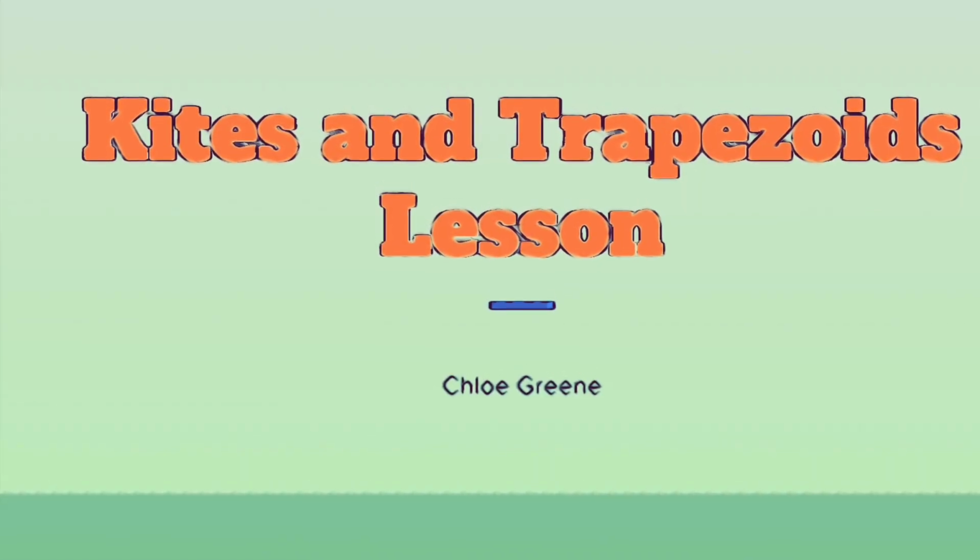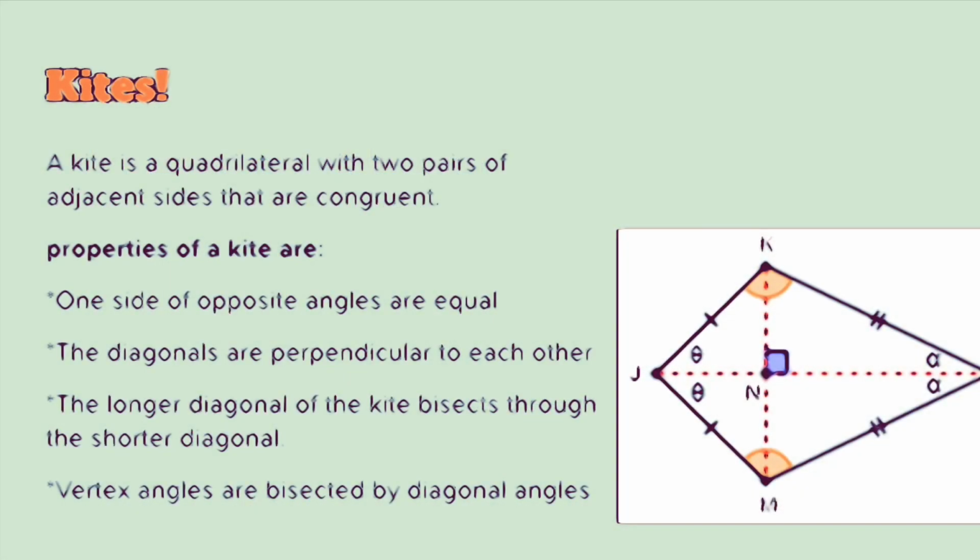Kites and trapezoids lesson. Kites. A kite is a quadrilateral with two pairs of adjacent sides that are congruent.